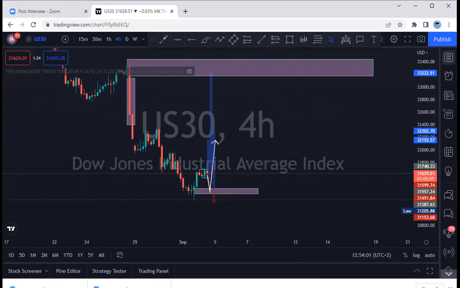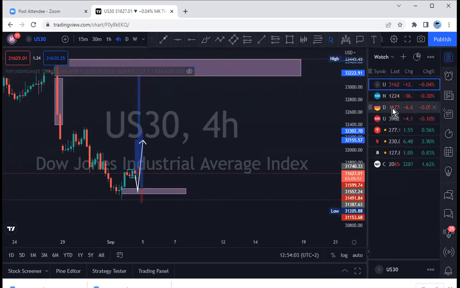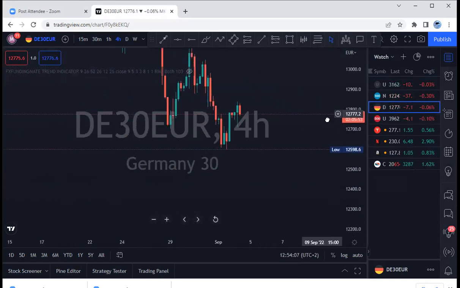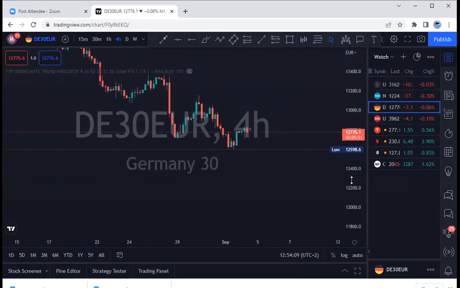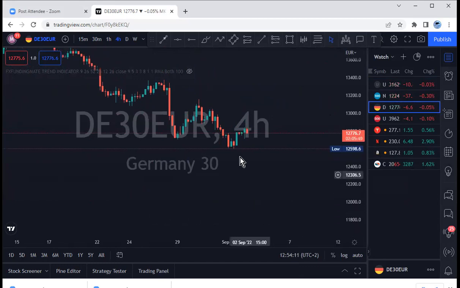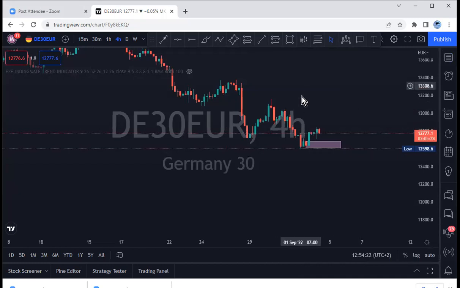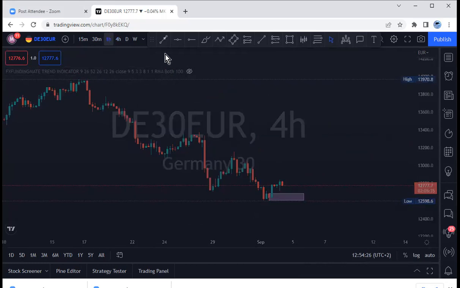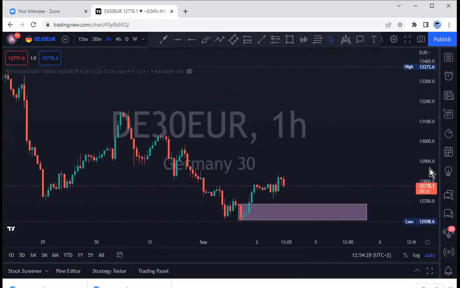So let's go to, what's the last one? This one I hardly traded. I hardly analyze it, so I don't see a need to analyze it, but if I were to analyze it, this will be my point of interest. This is a Ger30 point of interest.